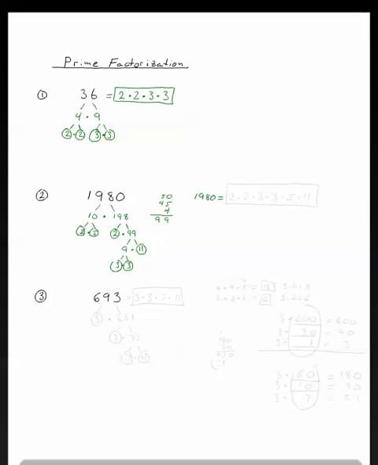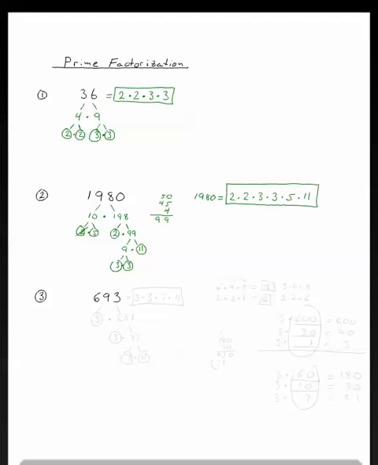So let's count our 2's first. I've got 2 times 2, times, I don't have any more 2's, so 3 times 3, times, I don't have any more 3's, but I have a 5, times 11. And that's all of my prime factors. So 1,980 can be broken down into 2 times 2 times 3 times 3 times 5 times 11.